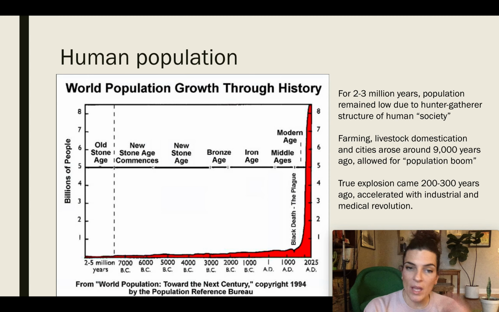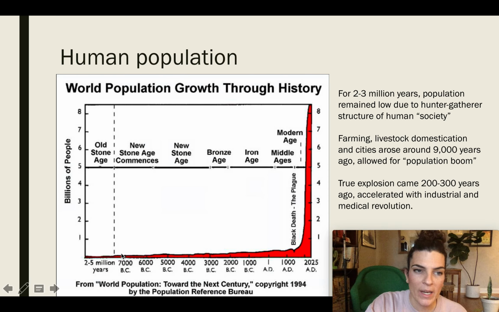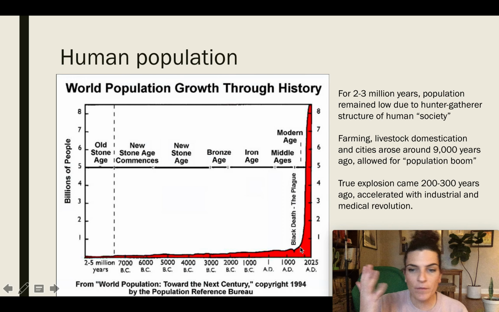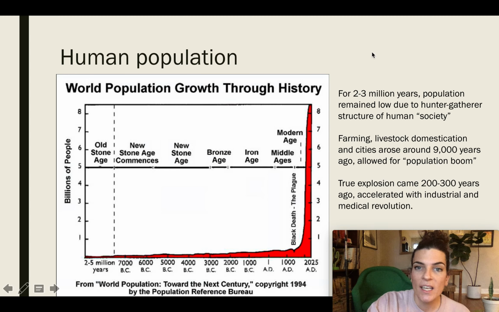The second major population expansion happened about 200 or 300 years ago, which accelerated with the industrial and then the medical revolution. Okay, so you can see for many years the population of humans remained below 1 billion, and then about 1850, 1900 or so, the population exploded, and we're now approaching 8 billion people on the planet.